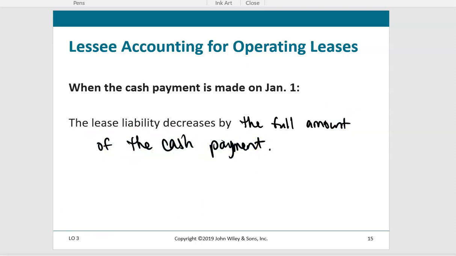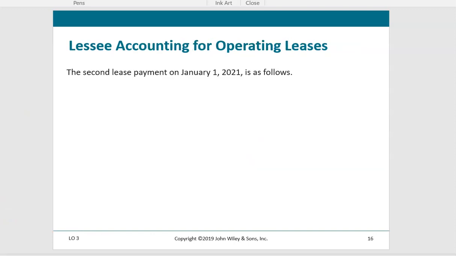And on this next slide, we're going to record that journal entry. So the second lease payment that takes place on January 1st, 2021, we know what it would be. We're going to credit to decrease cash, 17,620, and then we said on the last slide, the full amount is a decrease to the lease liability.